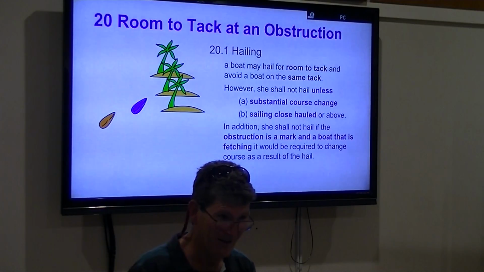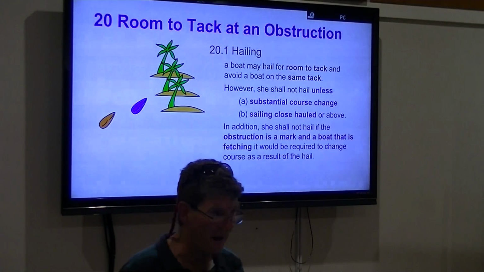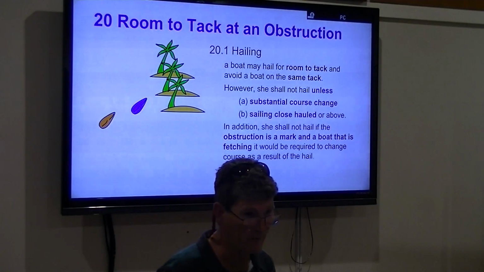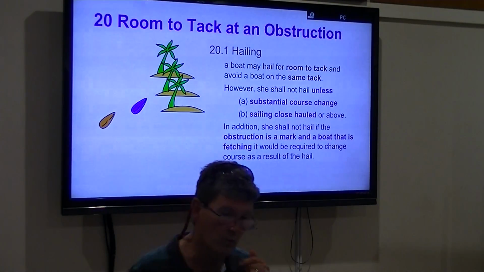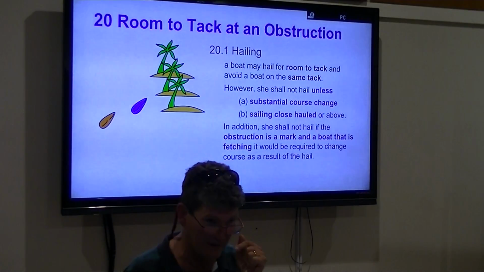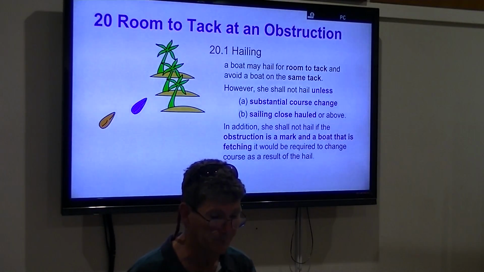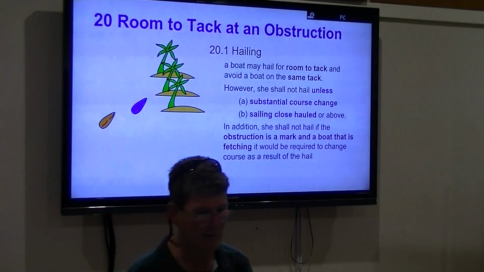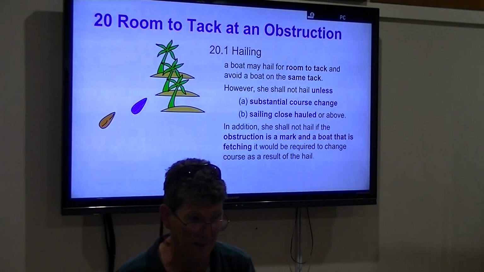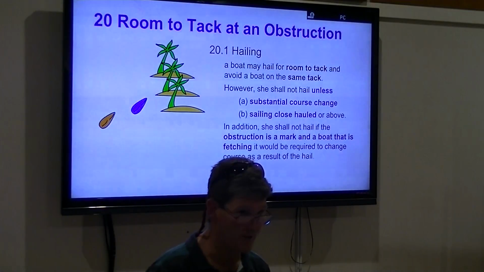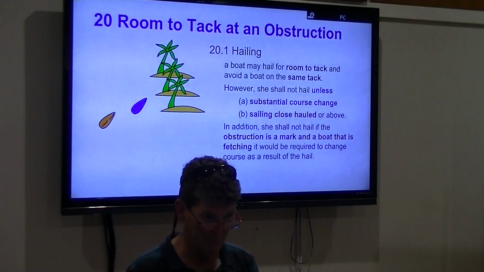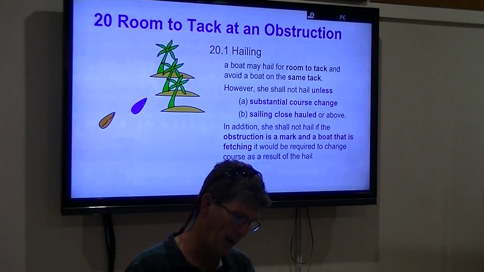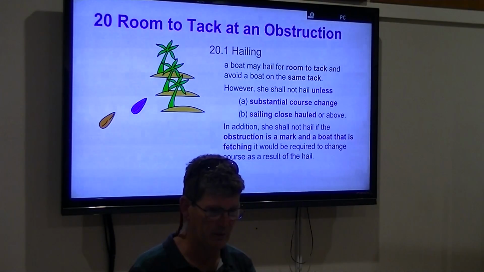Okay. So rule 19 is passing an obstruction. Basically, if you're passing an obstruction and someone's overlapped, you have to give them room. Rule 20 is a significantly different rule, and this is when you hail. Quite often people say hail for water. Technically, you're meant to hail for room to tack, and this is where you actually have to make a tack to avoid the collision. Here we have blue and orange heading towards a continuing obstruction.